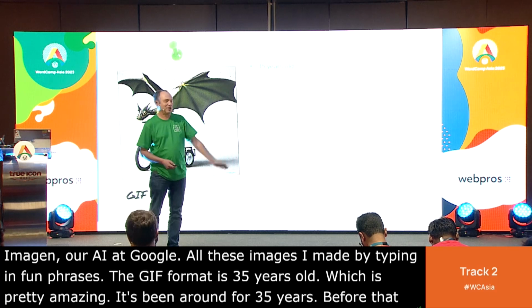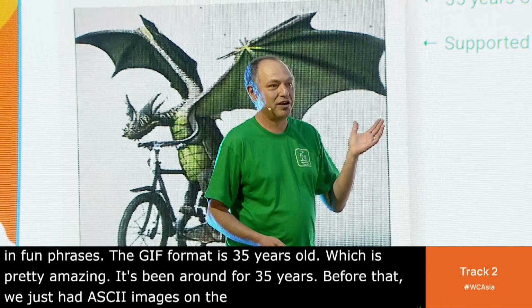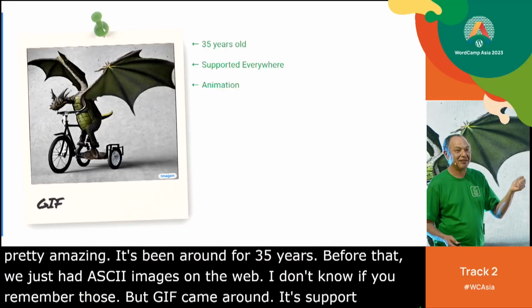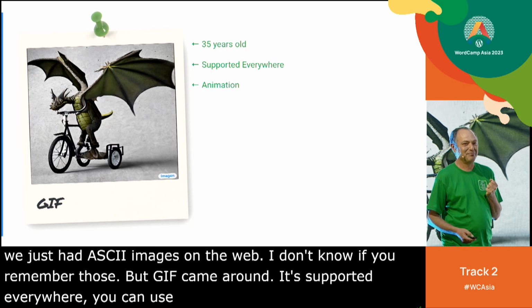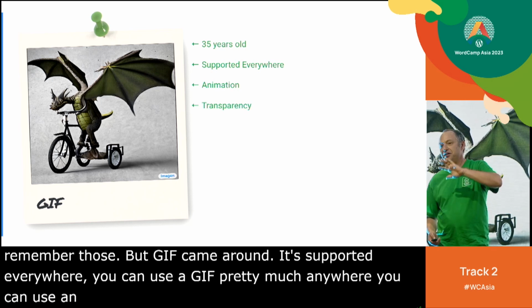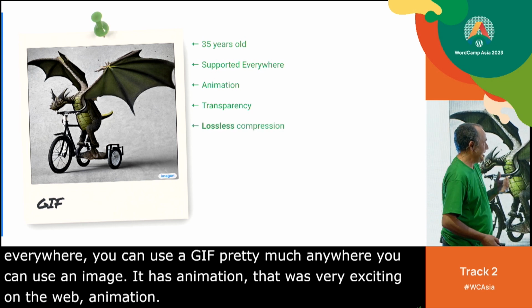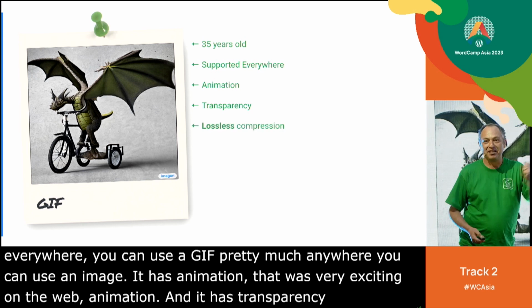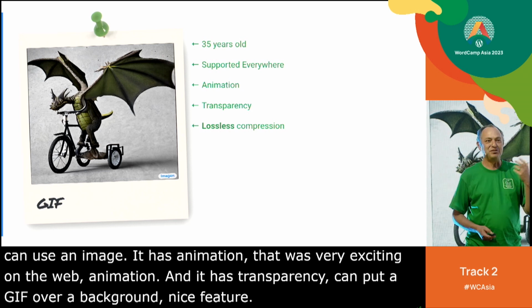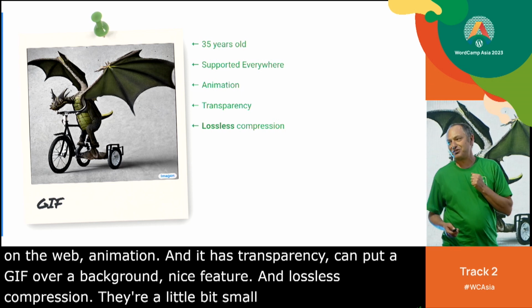I don't remember those. But GIF came around. It's supported everywhere. You can use a GIF pretty much anywhere you can use an image. It has animation. That was very exciting when it came to the web with animation. And it has transparency. So you could put a GIF image over a background. Pretty nice feature. And it has lossless compression. So the images that you get are a little bit smaller than what you start with. And when you decompress them, they're lossless. They don't lose any information. They're exactly what you started with.